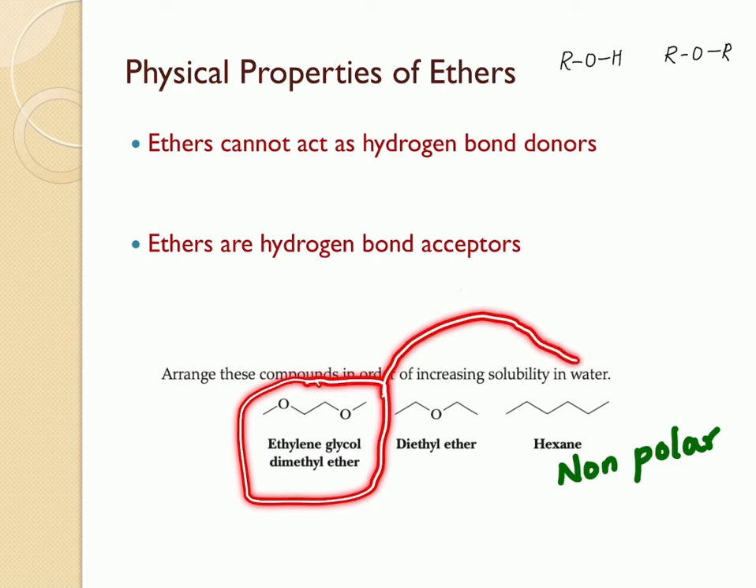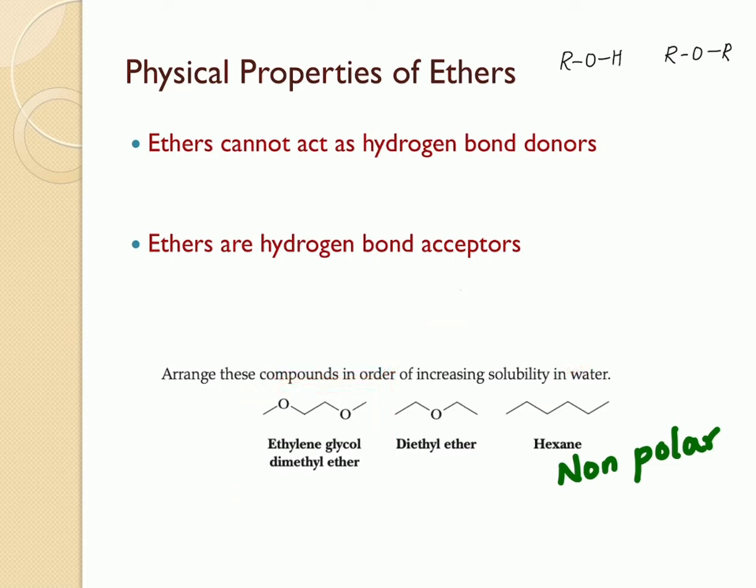and therefore it should be the one that's going to be more soluble in water. Okay, so the right order of increasing solubility of these compounds in water is hexane is least soluble, and then comes diethyl ether, and then finally our ethylene glycol. This is the answer for this question.